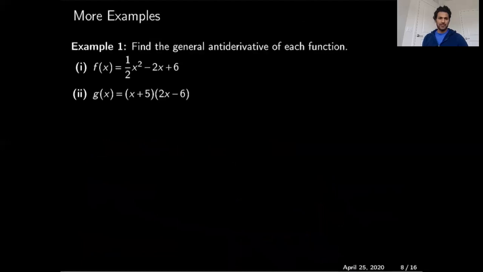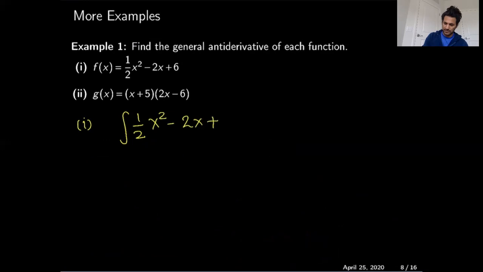Let's do some more examples. I have two more examples here. The first example is we will calculate the antiderivative of this function: we're going to calculate 1/2 x squared minus 2x plus 6. We would like to find a function whose derivative is this.